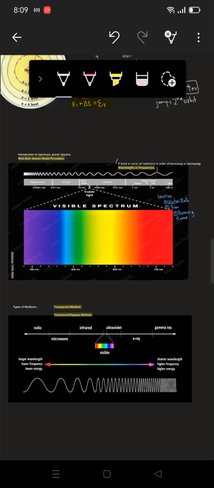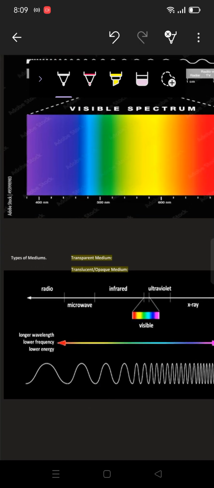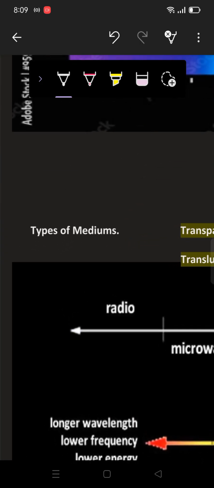Okay, so in the last class we discussed the basic introduction to the spectrum, right? In today's video we're going to study the types of mediums. In the last class, as I said, when a ray of visible light passes through any medium, that medium can be transparent as well as translucent. So in today's video we're going to discuss the types of medium.